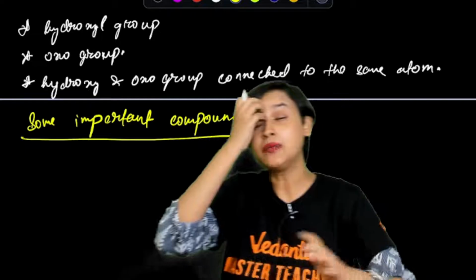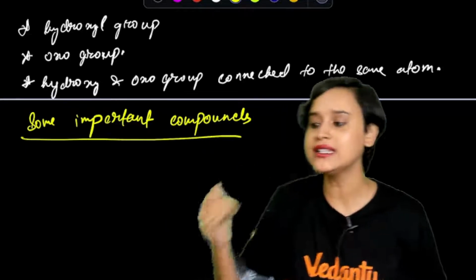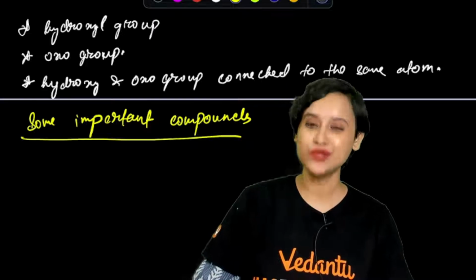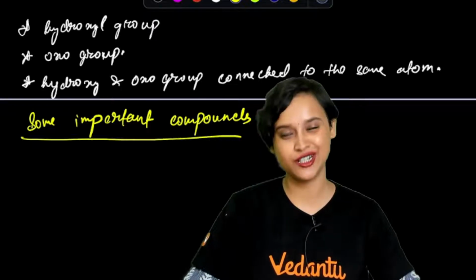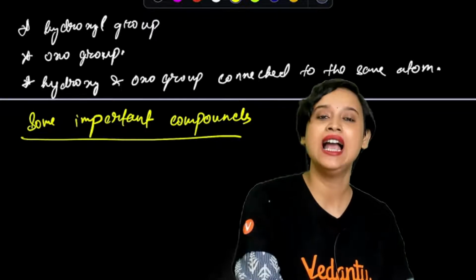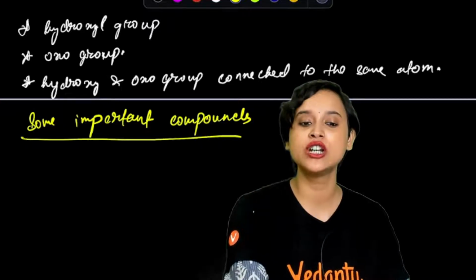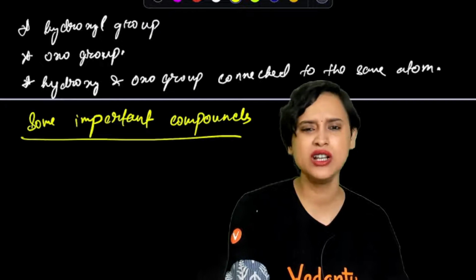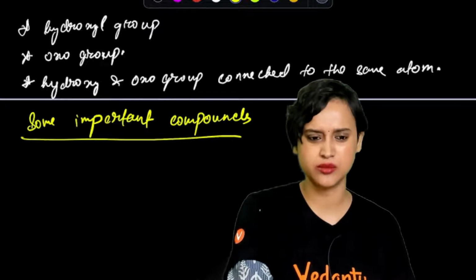Now, what are the important compounds of the group 1 elements? Let's learn about sodium carbonate, sodium chloride, and we have to learn about caustic soda. Bole to what? NaOH, yeah. NaOH we have to learn about, right?